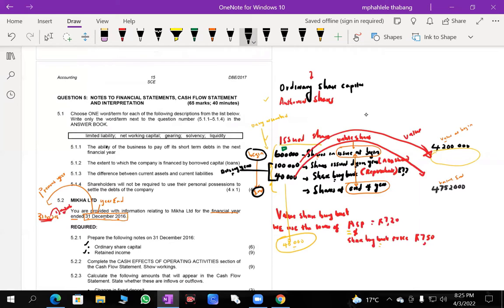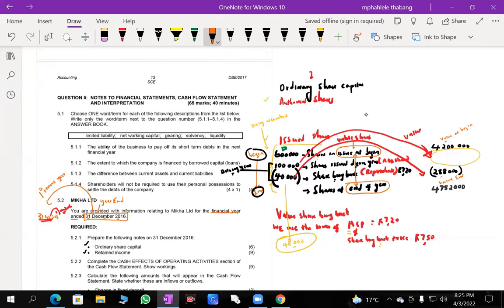How much is 40,000 times 720? 288,000. Share buyback is always in brackets because it decreases the value of our ordinary share capital. Don't forget that. The number of shares that you bought back, you must put them in brackets. Even the value of the shares bought back, we must put it in brackets. Are we happy?